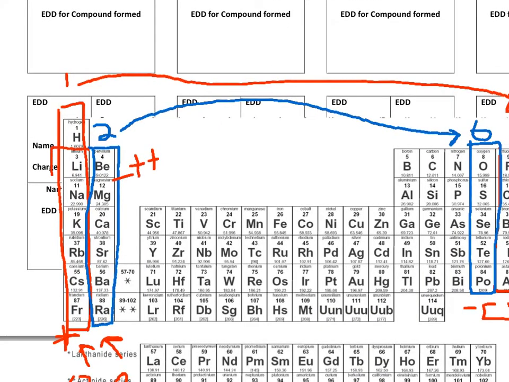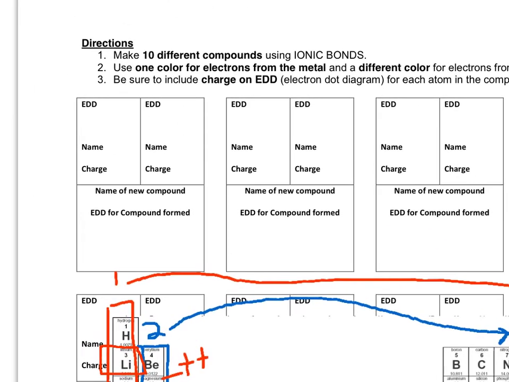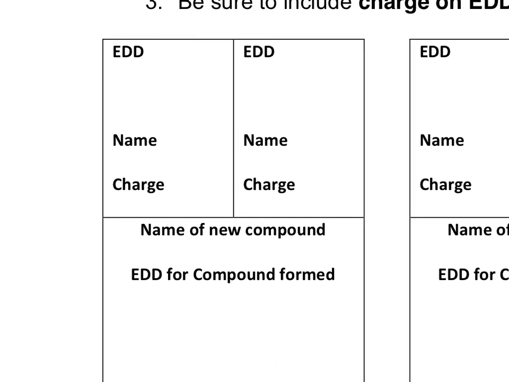Let's use lithium. And we need something in row 7 to join it with. How about lithium bromide? Okay, lithium bromide. So let's go up and make some lithium bromide. The first thing you're going to do is make the electron dot diagram. So you're going to zoom in here a little more.